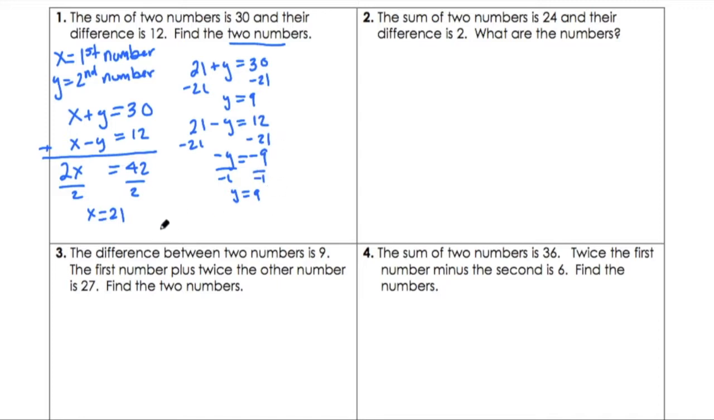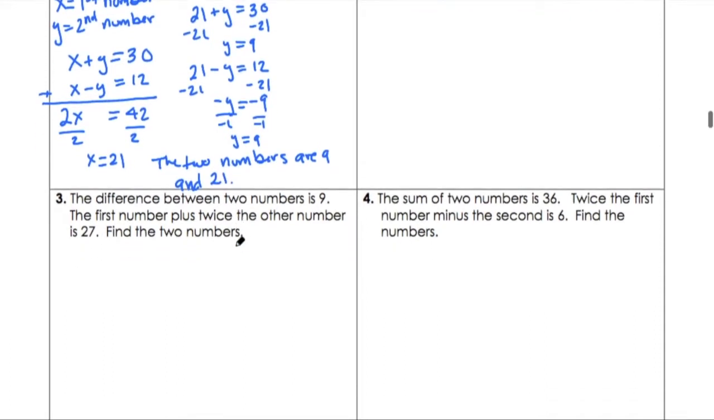We want to make sure we're taking a second to actually answer the question. Even though it's sitting here for us in our equations, we're going to go ahead and answer the question and say the two numbers are 9 and 21. Great, that problem is done. Let's look at another example that just has a slight difference to it.